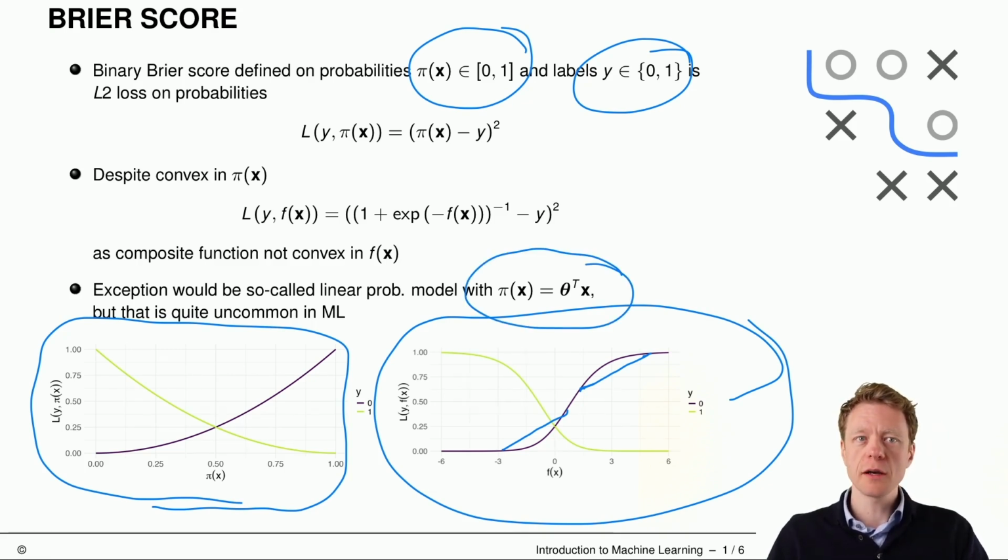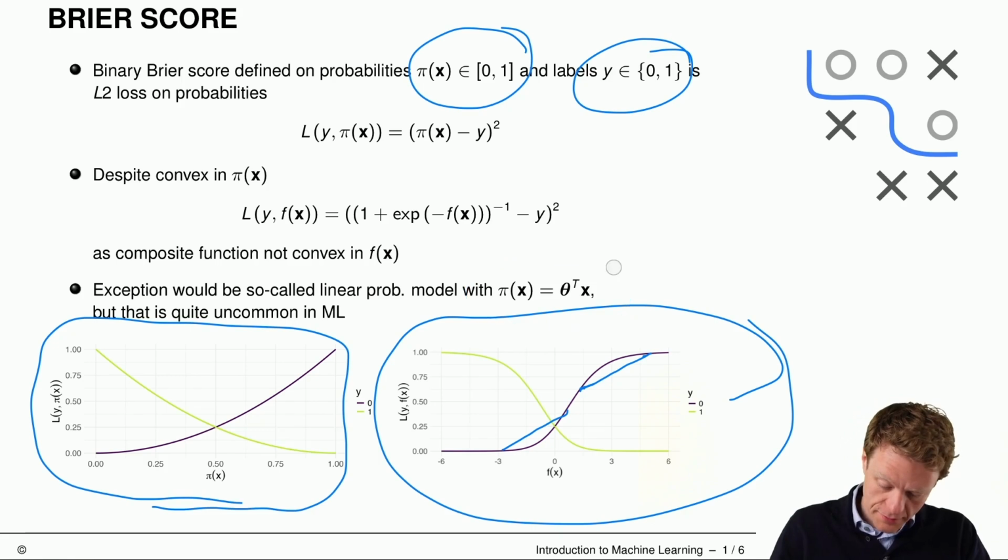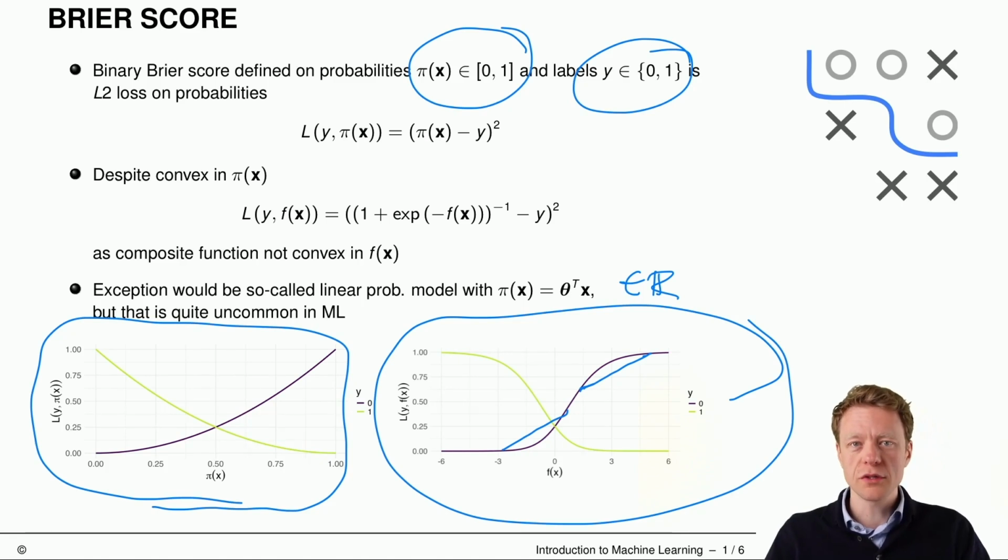An exception would be if, as the model for pi, we just use a linear model, the so-called linear probability model, which is quite uncommon in machine learning and statistics. Guess why? This thing here is of course not bounded to 0, 1. So this can be anything in R, which is very much not desirable for probabilities. There is literature where people use this and they don't care so much, but it's really quite uncommon to use that.